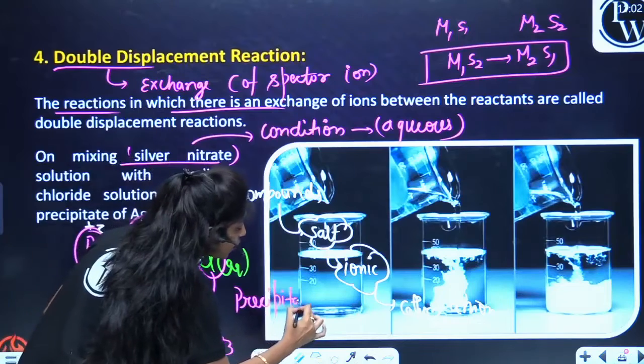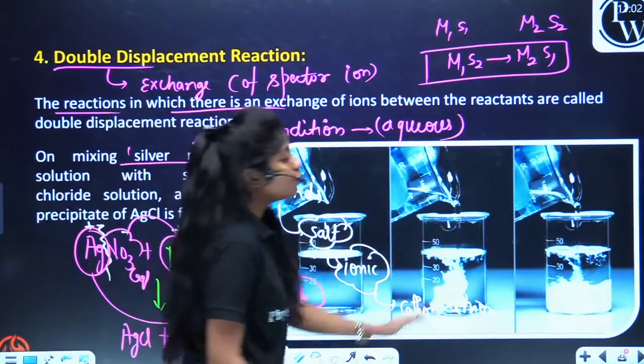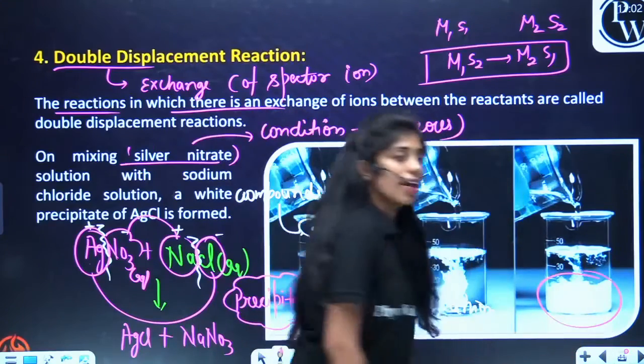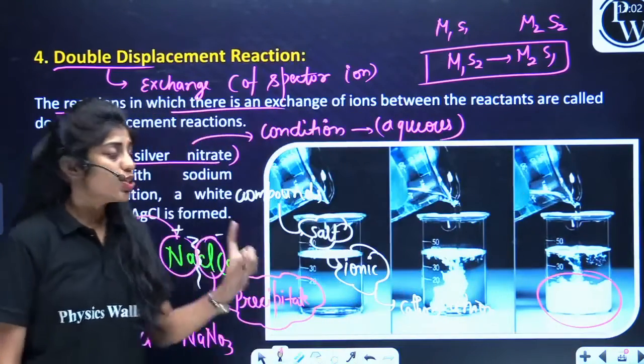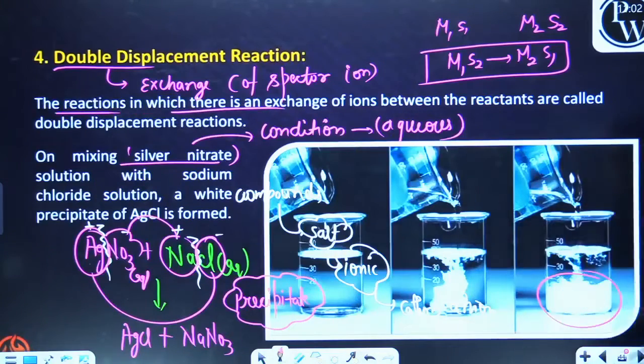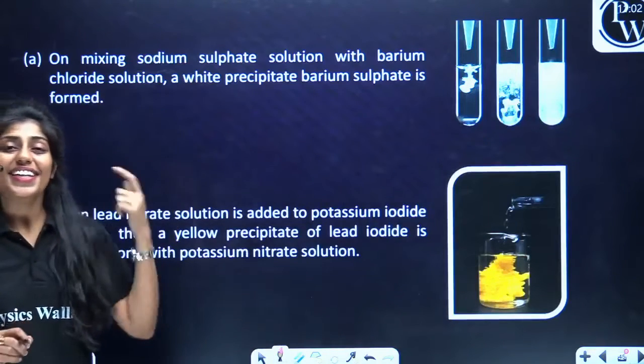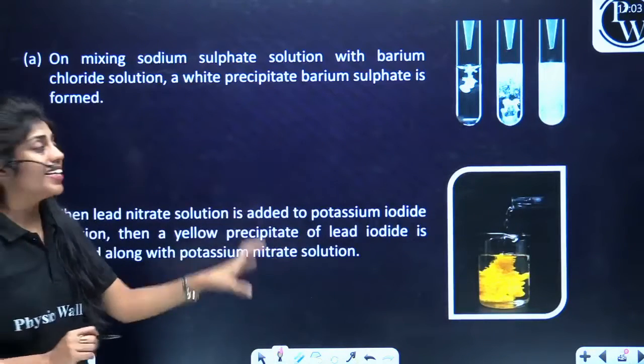Precipitate. Okay. So here you can see in this reaction there is formation of precipitate. Are we good? Yes. So your homework is, let me know which one out of AgCl and NaNO3 is making the insoluble precipitate in that reaction.